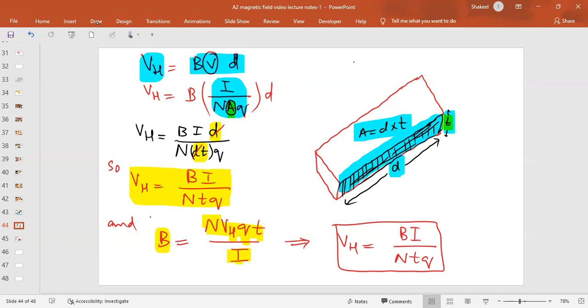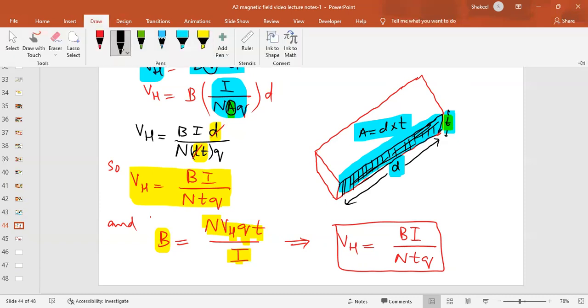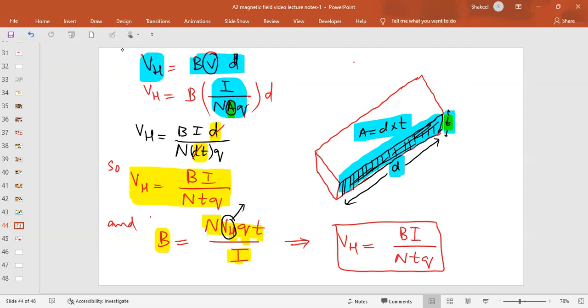So it means that you only have to measure two things from here: you have to measure Hall voltage through a voltmeter, and you have to measure this current through an ammeter, that's it. This t is the thickness, which you will measure with a ruler or vernier calipers. q you already know, elementary charge, and n you already know, which will be the feature of the material.